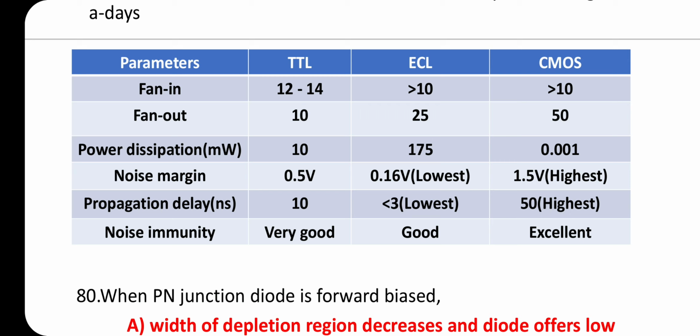50. Power dissipation in milliwatt. For TTL it is 10, for ECL it is 175, for CMOS it is 0.001. Noise margin for TTL is 0.5 volt, for ECL it is 0.16 volt, for CMOS it is 1.5 volt. That is, noise margin is lowest for ECL and highest for CMOS. Propagation delay in nanosecond, for TTL it is 10, ECL it is less than 3 and CMOS it is 50. That is, propagation delay is lowest for ECL and highest for CMOS.